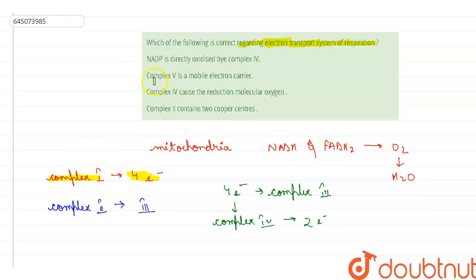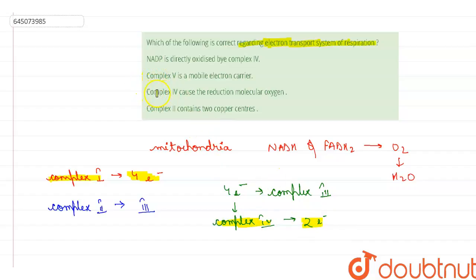Now, the second one says that complex 5 is the mobile electron carrier. I told you the mobile electron carrier is not complex 5; it is cytochrome c, which carries the electrons to complex 4. So this option is also wrong.